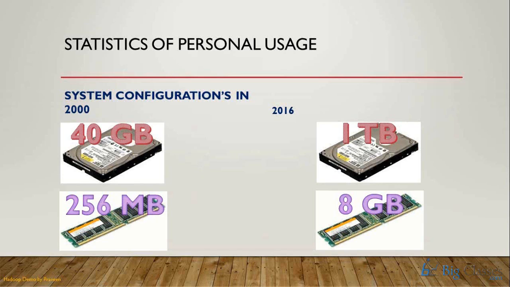So proportionately, when the data is increasing, the RAM also definitely needs to increase, right? So that's why we are using 256 MB to 8 GB RAM. Why? What might be the reason? What is the main reason for increasing the storage capacity from 40 GB to 1 TB as an individual statistic? We'll talk about the application point of view later on.